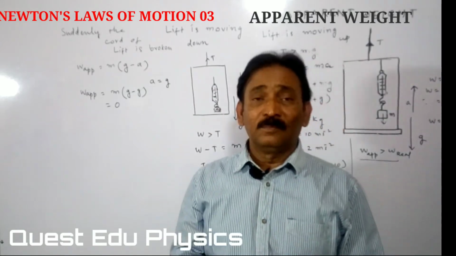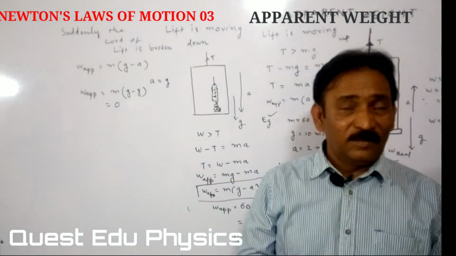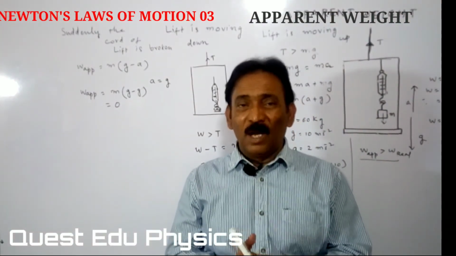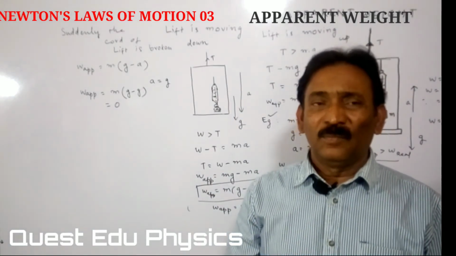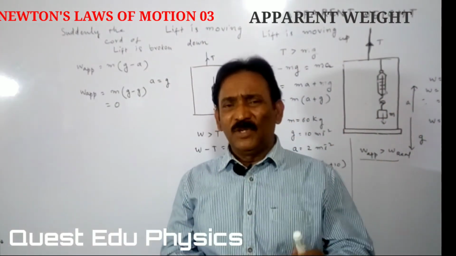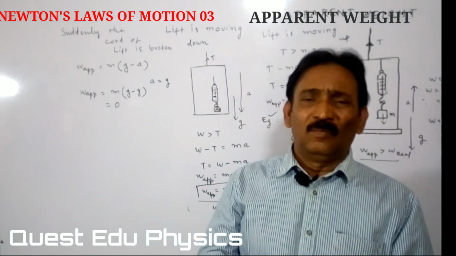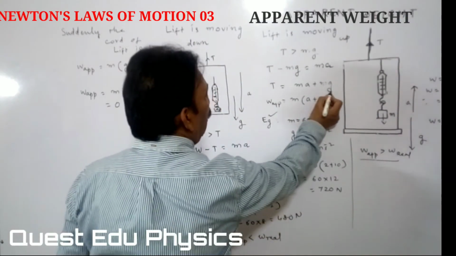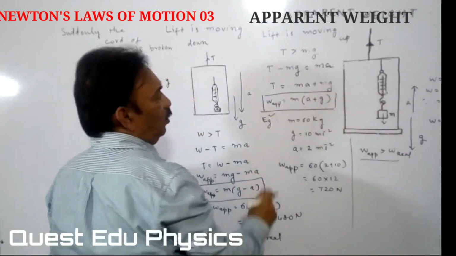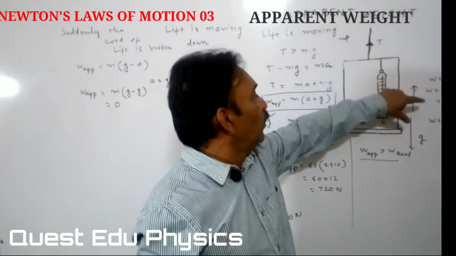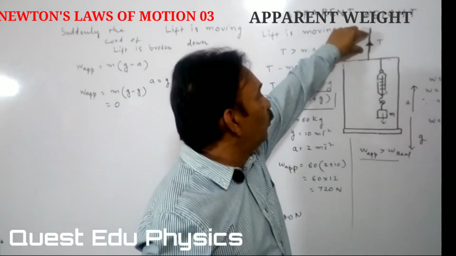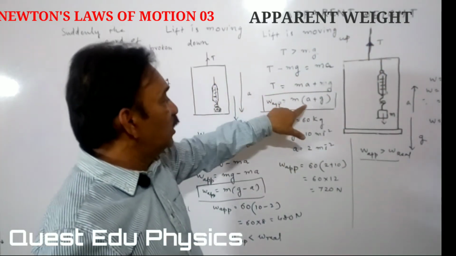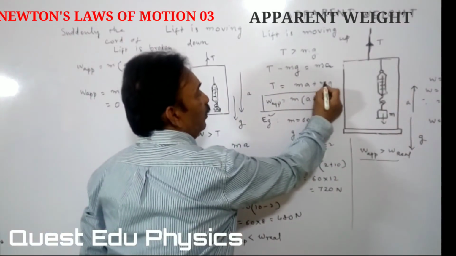Okay students, these are the three cases. With that we can understand what the apparent weight is. Actually, apparent weight is the observed weight. In simple words, when the lift is moving up with an acceleration, the apparent weight is more than the real weight, because one more force is added, the force which is pulling it up. Let the pulling force be T; the summation of the two gives us the apparent weight of the body.